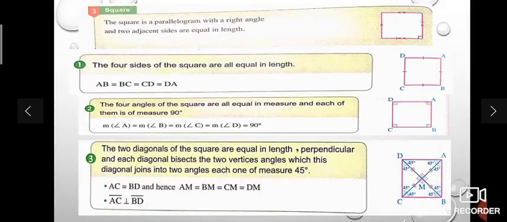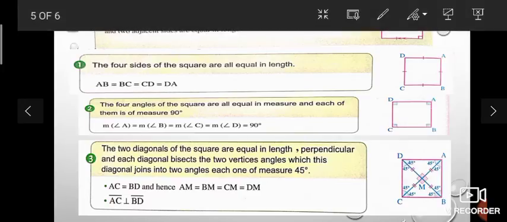Number 3, the two diagonals of the square are equal in length and perpendicular, and each diagonal bisects the vertex angle into two angles, each of measure 45. The two diagonals of a square are equal in length.